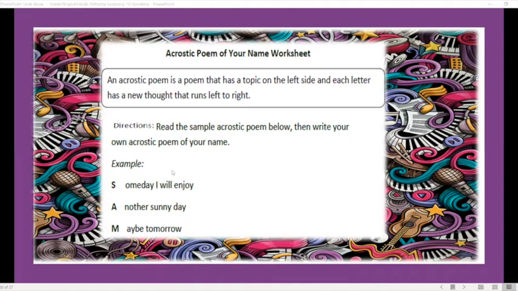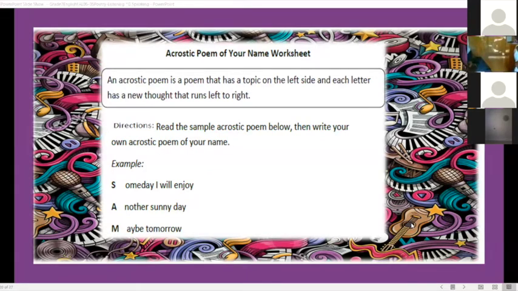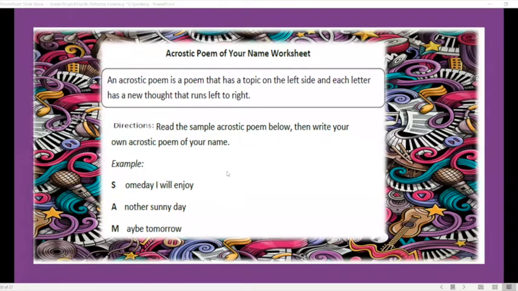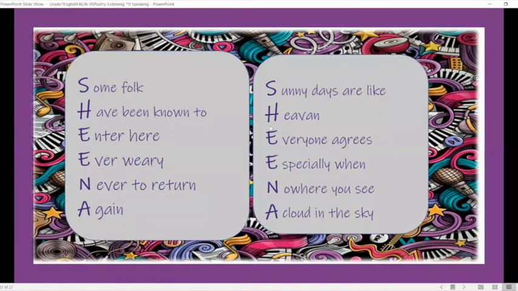Now I took my name and decided to write an acrostic poem, because I can't expect you to write one if I haven't written one. So here we go. There's my name. I kind of wrote two, so you could see the different ways you can do it. I've got Tina, and for each letter I wrote something: Some folk have been known to enter here ever weary, never to return again.